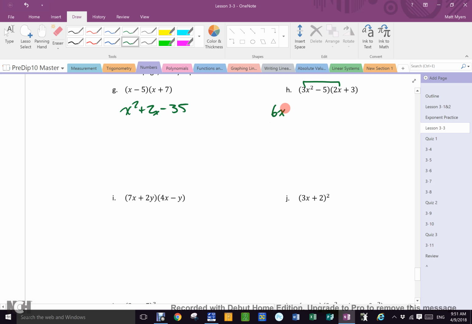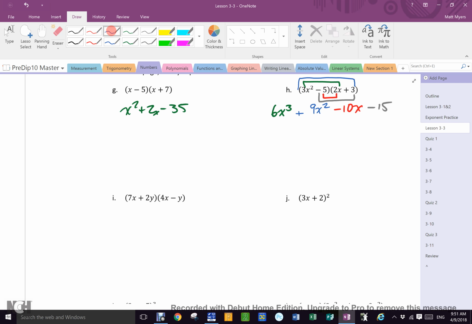What's first? 6x cubed. 6x cubed first. Outside? 9x squared. Inside? Minus 10x. And last? Negative 15. Are there any like terms? No, so it's done.